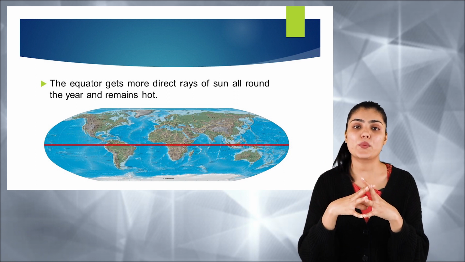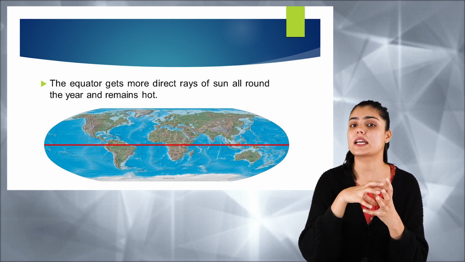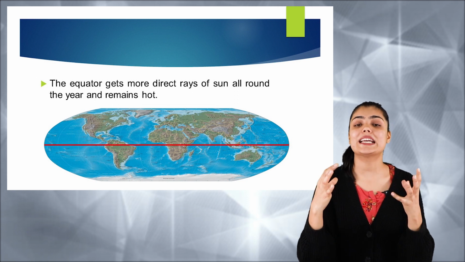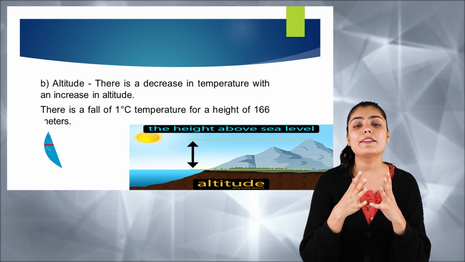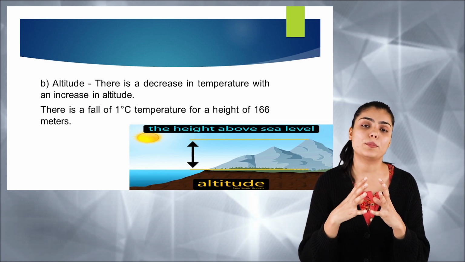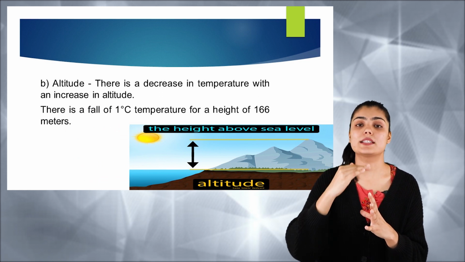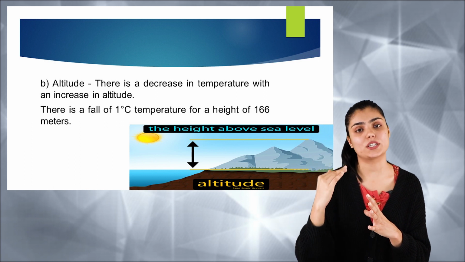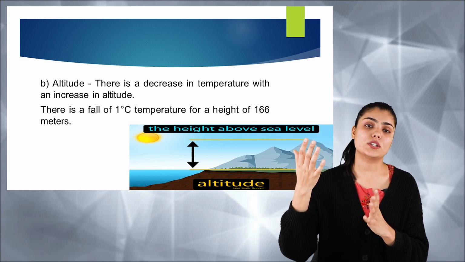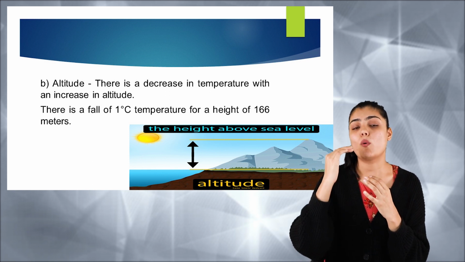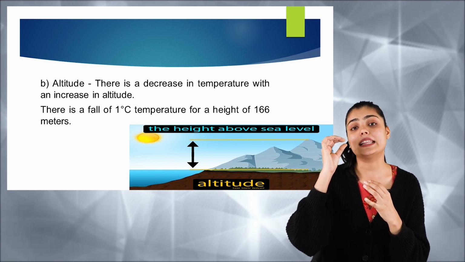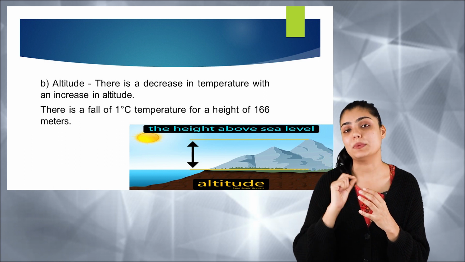If it is nearby the equator, as the equator receives direct sun rays and remains hot throughout, the areas near the equator will be hotter than the areas away from the equator. The second factor that decides the temperature of a particular region is the altitude. As the altitude increases, the temperature decreases. As we go to higher altitude, the temperature starts to decrease. So there is a fall of 1 degree centigrade in the height of 166 meters.